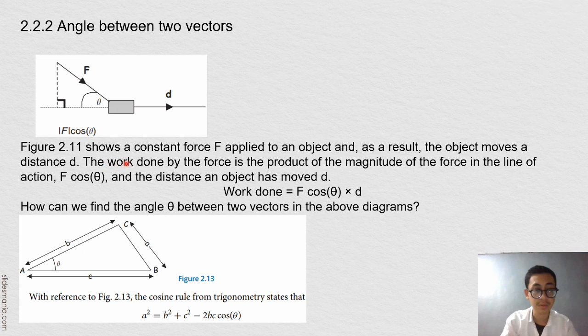This Figure 2.11 shows a constant force F applied to an object, and as a result, the object moves a distance d. The work done by the force is the product of the magnitude of the force in the line of action, F cos theta, and the distance the object has moved, d. Work done equals F cos theta times d. How can we find the angle theta between two vectors in the above diagram?